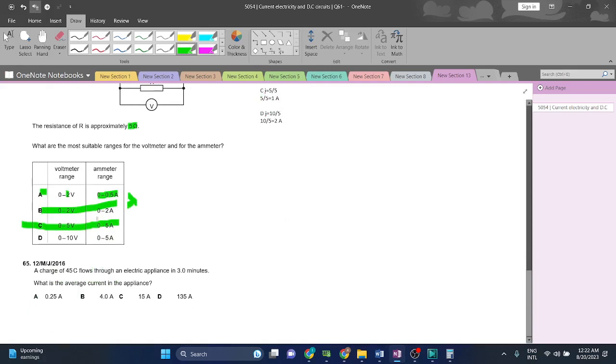Question 65. A charge of 45 coulombs flows through an electrical appliance in 3 minutes. What is the average current in the appliance? Q equals IT. Simply applying the formula, we can find the answer. Q is 45, I we have to find, and T is 180, if we multiply 3 by 60 in order to get the time in seconds. 45 divided by 180 equals 0.25 ampere. That will be the answer. Very simple and straightforward.